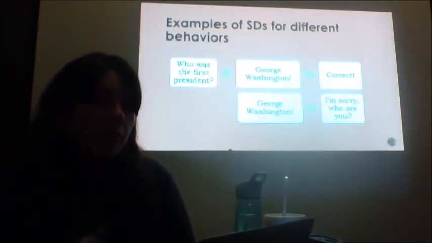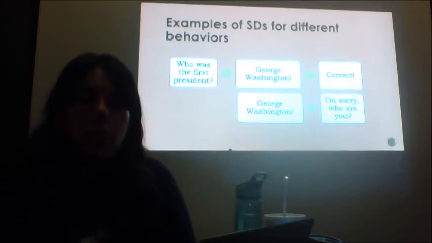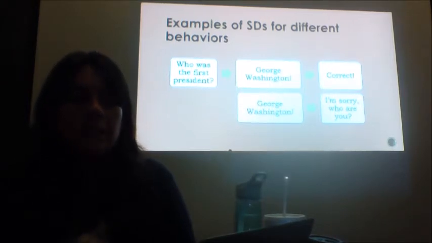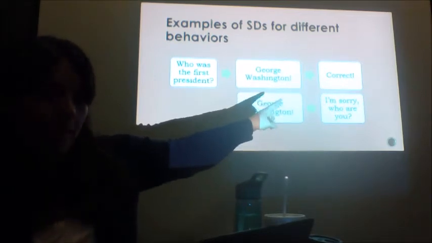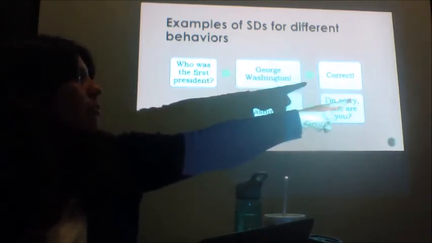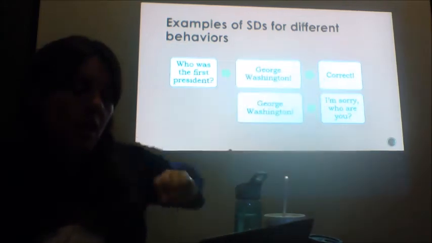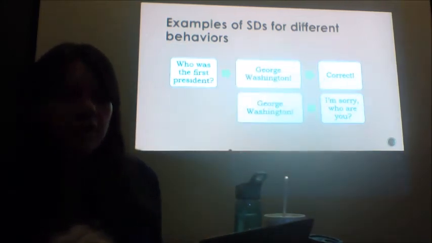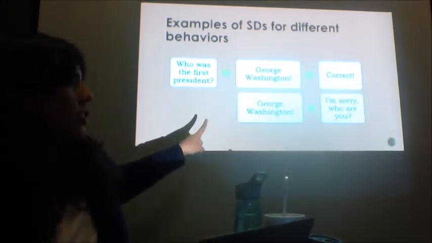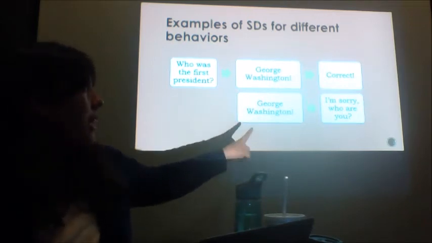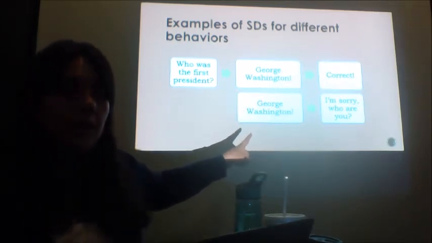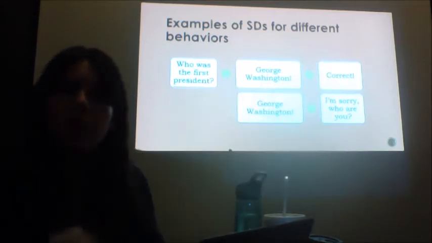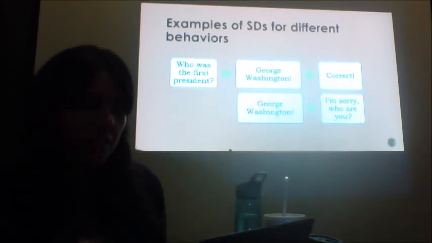So here's some examples. A teacher saying, who was the first president, is the SD for saying George Washington. A student will only get the reinforcement in the form of the teacher saying correct for the behavior of saying George Washington in the presence of the question. If there's no question and the behavior happens, like a kid just randomly shouts out George Washington in class, I'm sorry, who are you? You're just going to get strange looks.